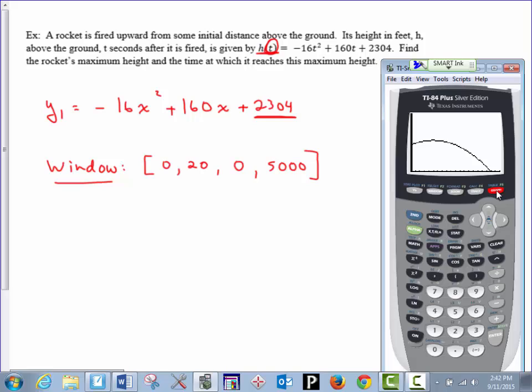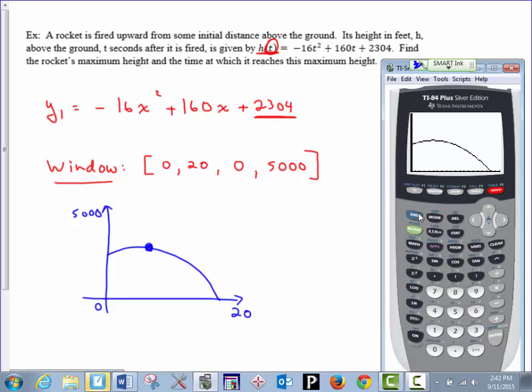And so what I want you to do is sketch it. Make sure that you also indicate for me the window that you have used in your sketch. So I would say on the x-axis it's 0 to 20, on the y-axis from 0 to 5,000. Now what we need to do is determine the maximum value for this particular graph.